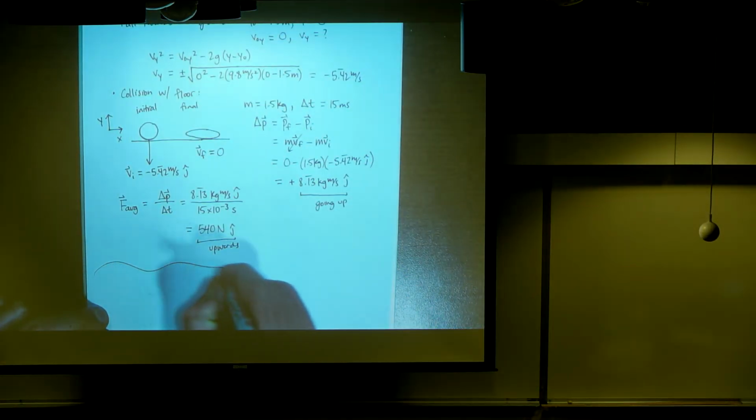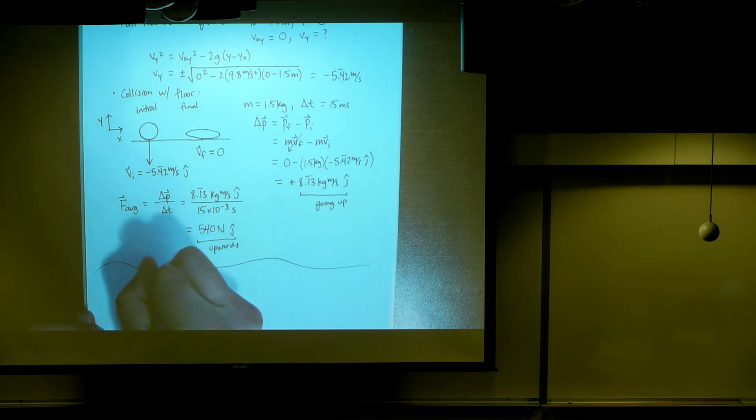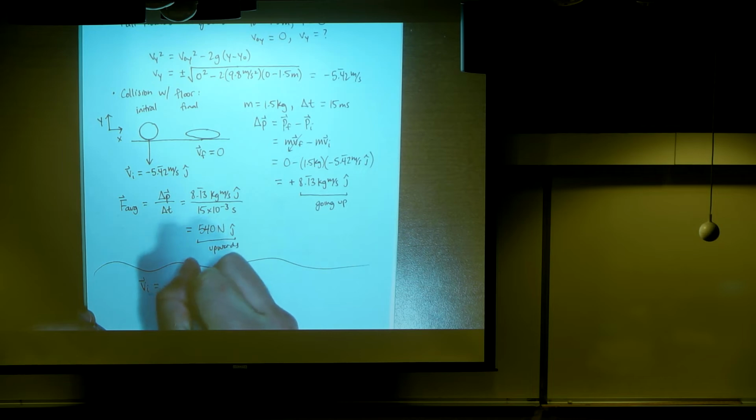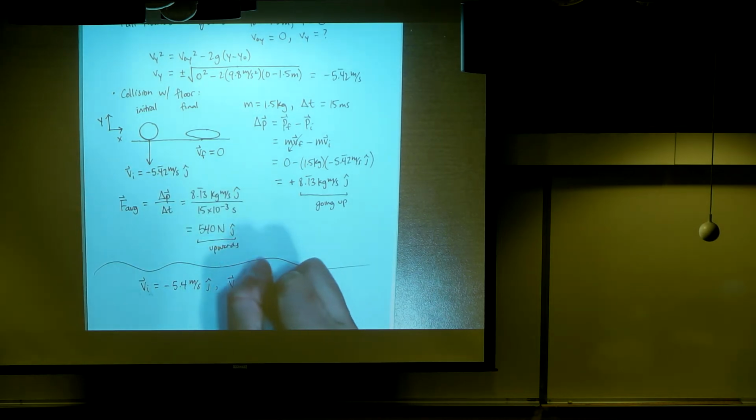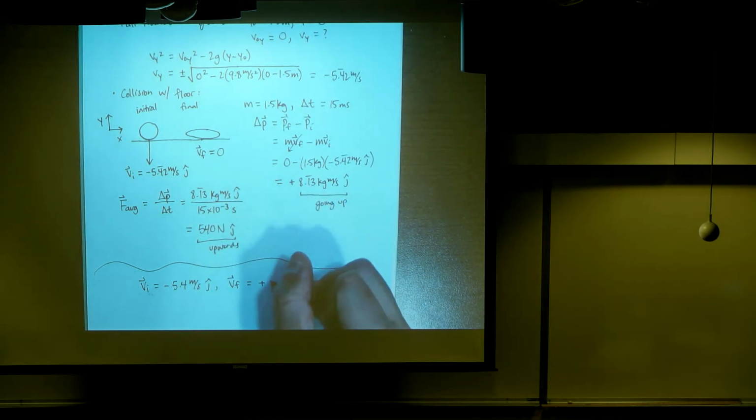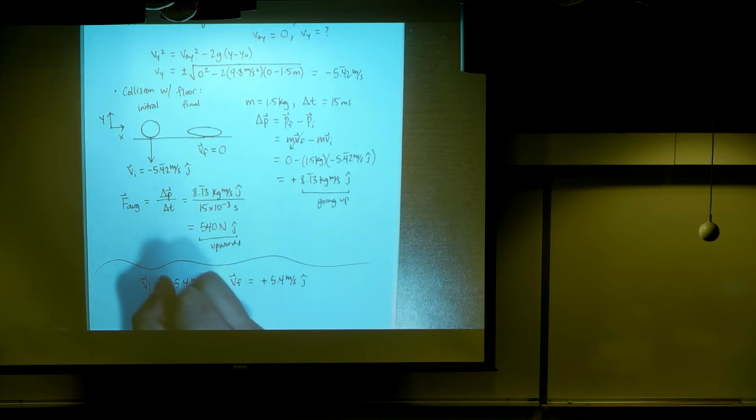So basically with this modified example, same question as before, with v initial equals minus 5.4 meters per second j hat. That's v initial just before hitting the ground. But now we're imagining that we bounce back up. So v final, after bouncing back up, is positive, moving in the positive y direction after that, 5.4 meters per second j hat. So what's my delta P going to be?